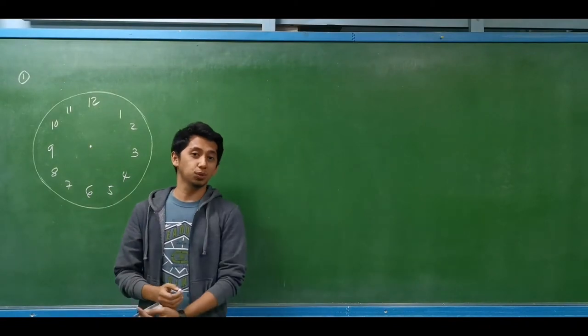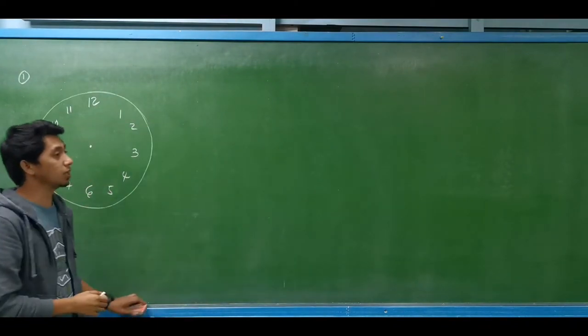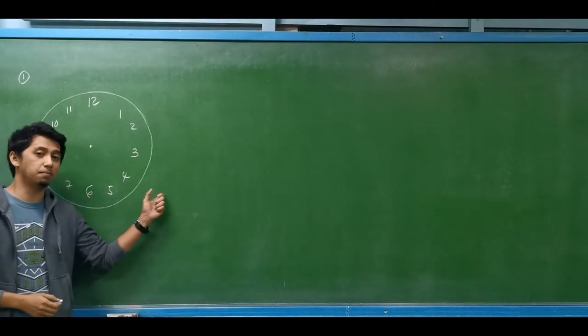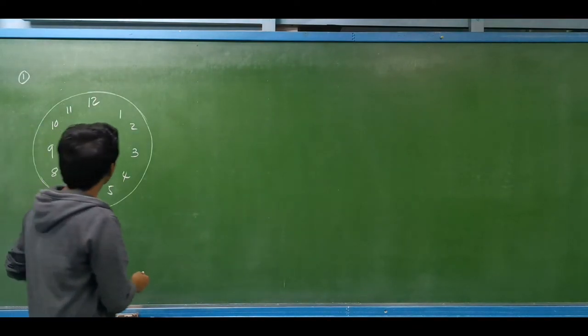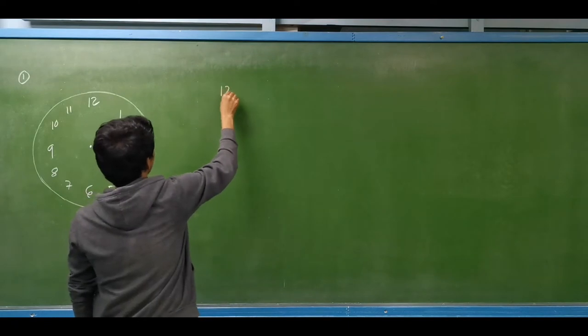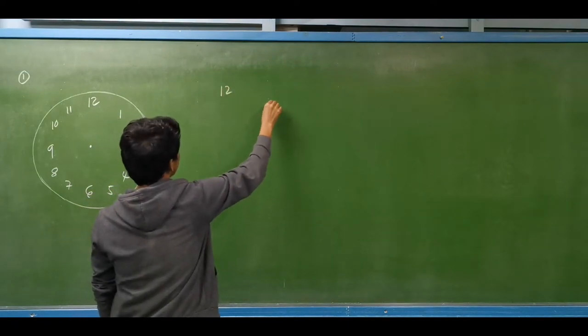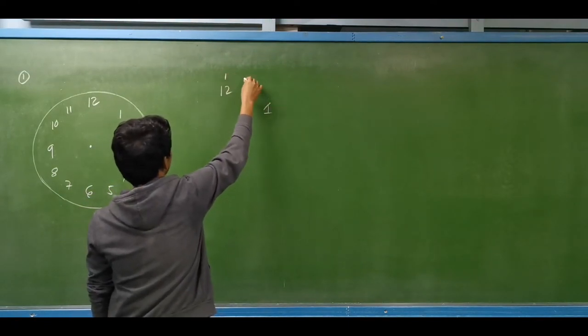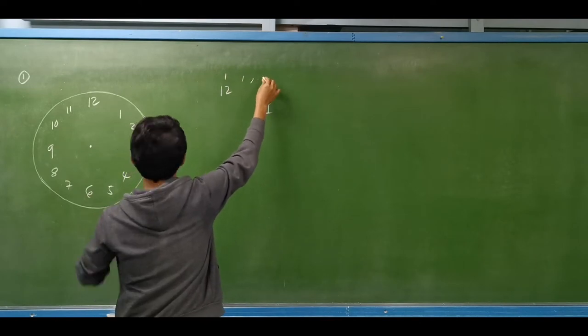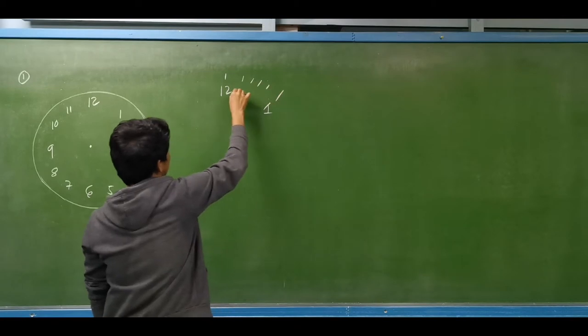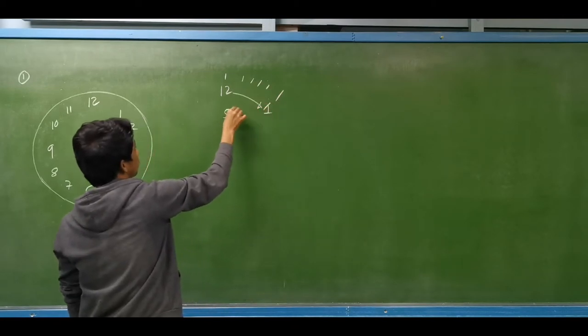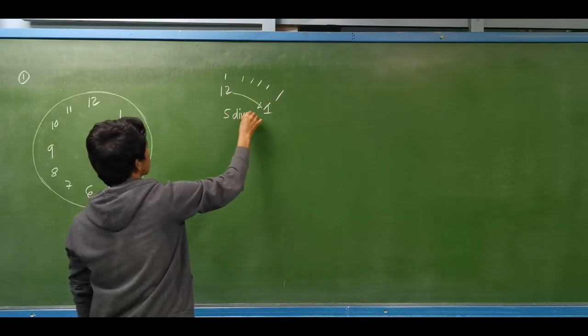Today we proceed to a clock problem. Usually, if we are to analyze clock problems, we express our answer in terms of minutes. Let us first observe, for example, the numbers 12 and 1. How many divisions do we have between these numbers? Obviously, from 12 to 1, this corresponds to 5 divisions.